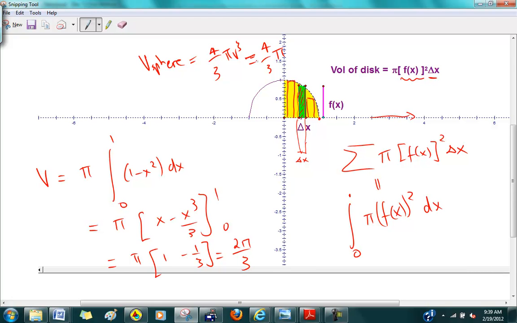Okay, 1 cubed, so that's just 4 over 3 pi. And the volume of half a sphere would be half of this, which is 2 over 3 pi. And lo and behold, that's actually what we derived. Okay.